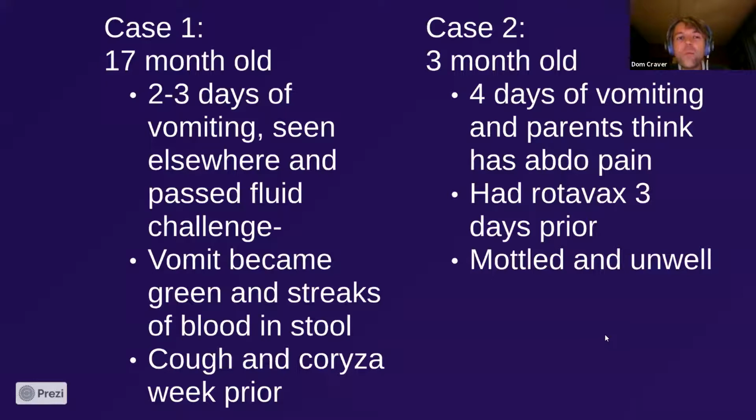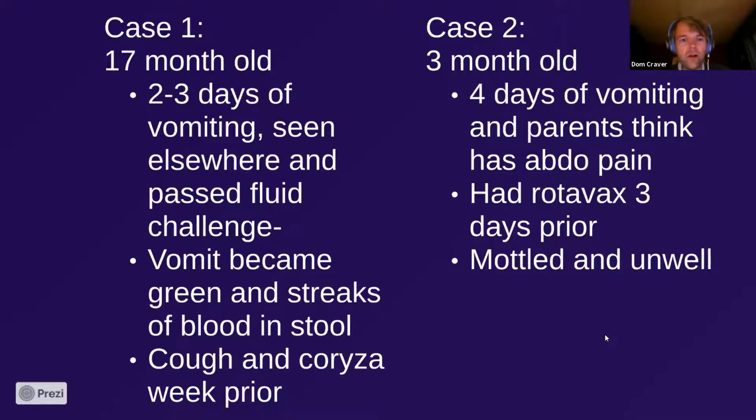And within the same week, there was a 3-month-old who had 4 days of vomiting. Parents think that they were sore in the tummy, they're drawing up the knees a bit. And this all happened 3 days after they had their rotavirus vaccine. But this 3-month-old looked pretty poorly. So they were transferred in with an unclear diagnosis to our ED, but they looked rough. So they're two similar but quite different cases. Now, if you haven't guessed already, we're talking about intussusception.